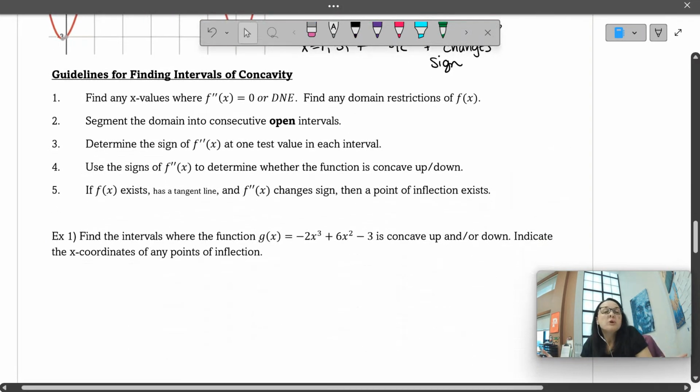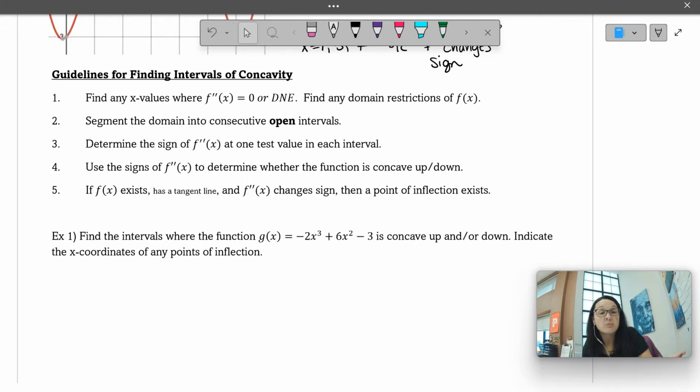Now, that's pretty easy when you have a graph of f double prime, but what if you have an equation for f double prime? It's still the same rules. f is concave up when f double prime is positive. f is concave down when f double prime is negative. You want to know when the positives and negatives are? You have to find the zeros first. So if you want to find concavity, you find any values where f double prime equals 0 or does not exist, and you find any domain restrictions for f. Then you segment that domain into pieces, sometimes using a number line to help you. Then you determine the sign of f double prime at one point within each interval, and use those signs to find your concavity.